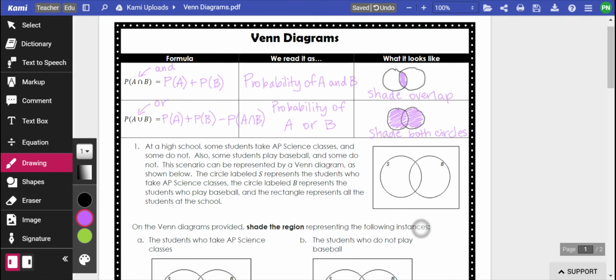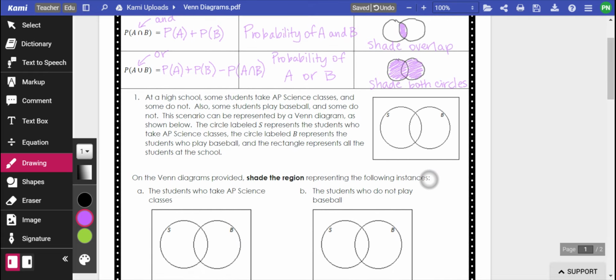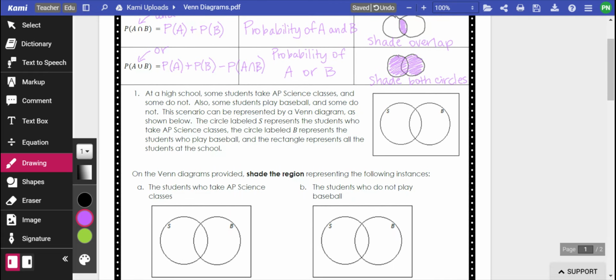And we're just going to do some practice problems. So our first one says, at a high school, some students take AP science classes and some do not. Also, some students play baseball and some do not. This scenario can be represented by a Venn diagram as shown to the right. The circle labeled S represents the students who take AP science classes, and the circle labeled B represents the students who played baseball. And the rectangle represents all of the students at the school. So this is the rectangle that they're referring to. So let's just say this is everyone in Mahwah.